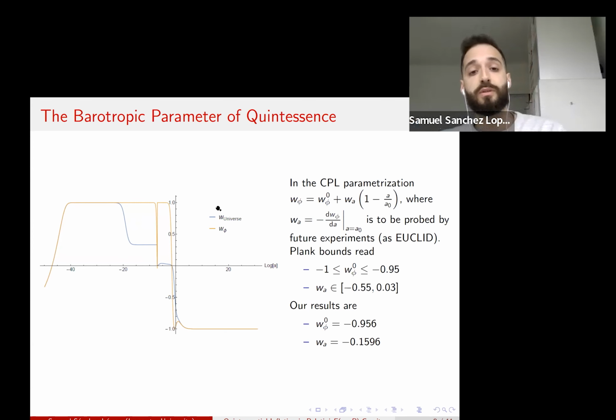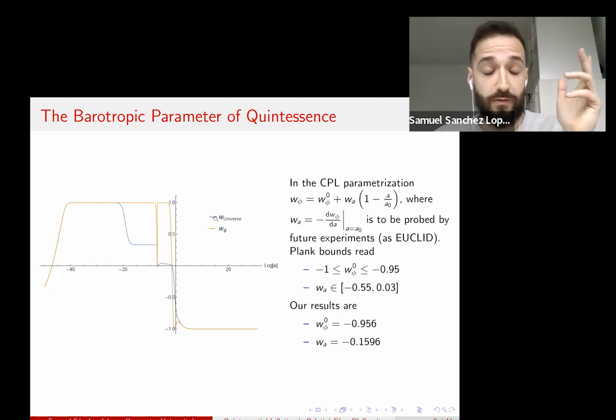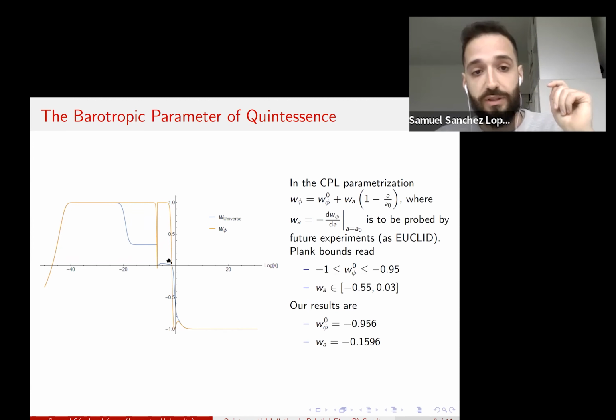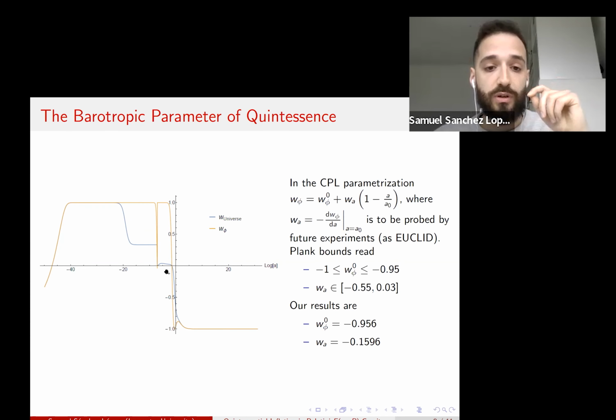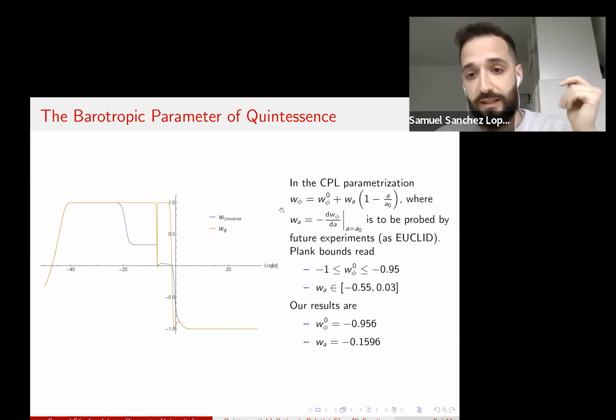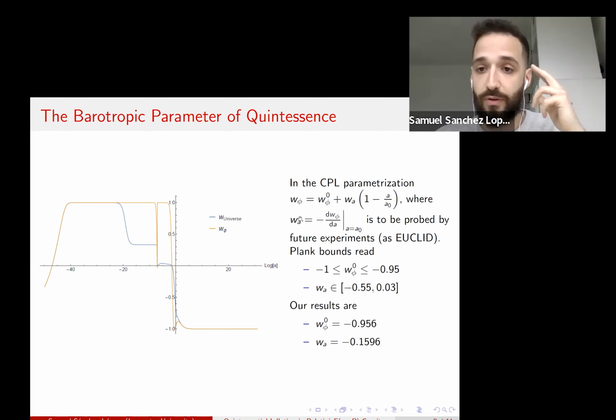The universe in our model is basically made up by two components. One is the field, and the other one is a background perfect fluid, that can be either radiation, giving rise to the radiation-dominated era, or pressureless dust, giving rise to the matter-dominated era. And we're interested in what happens today for dark energy. So for that, we consider the CPL parameterization, which is just basically a Taylor expansion of the barotropic parameter of the field, with w_a being the running, basically the derivative of the barotropic parameter with respect to the scale factor.